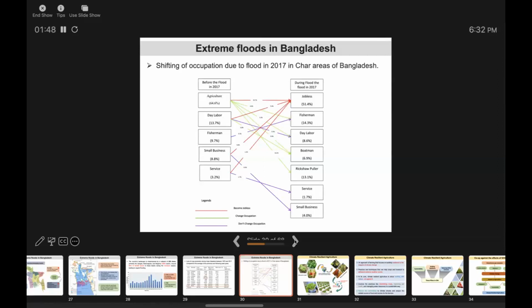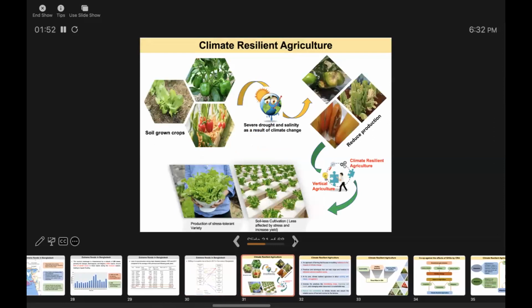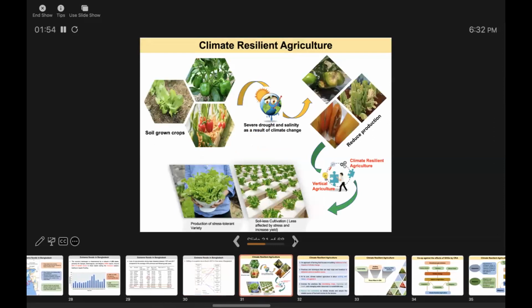Okay, these are the consequences of climate change. Now I want to focus on climate-resilient agriculture. As we have already discussed, we are all informed about the consequences of climate change on agriculture.